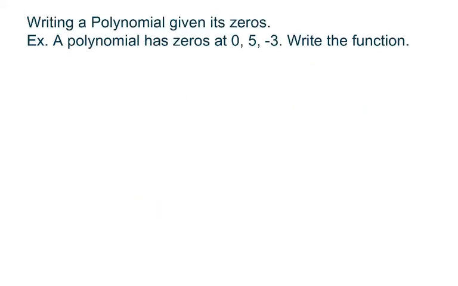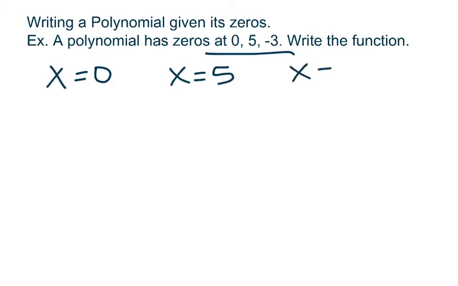Alright, so now we're going to work backwards. We're going to write a polynomial given its zeros. So if we know it has zeros right here, we know that x equals 0, x equals 5, and x equals negative 3. The next thing, if we're working backwards, is we're going to find the linear factors.